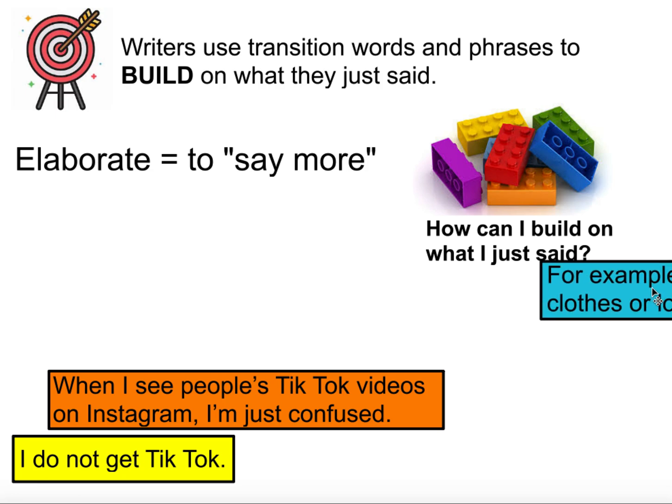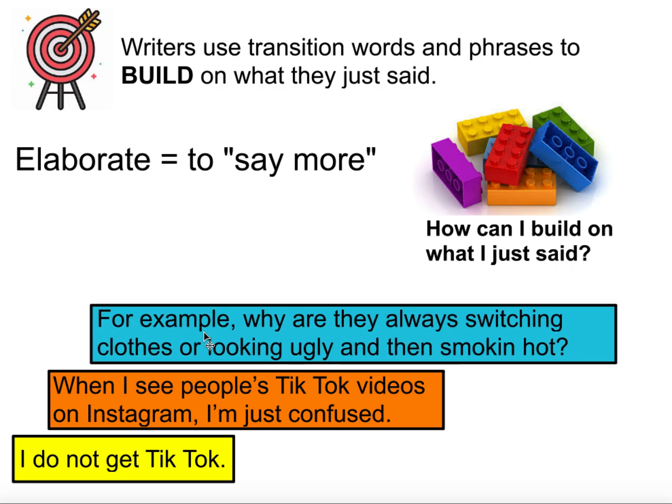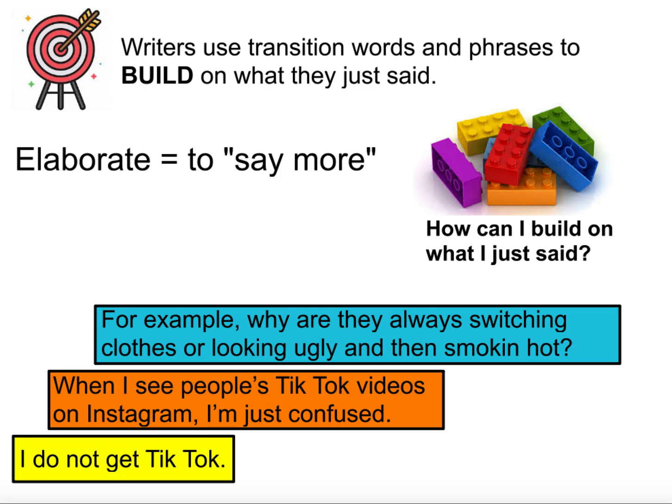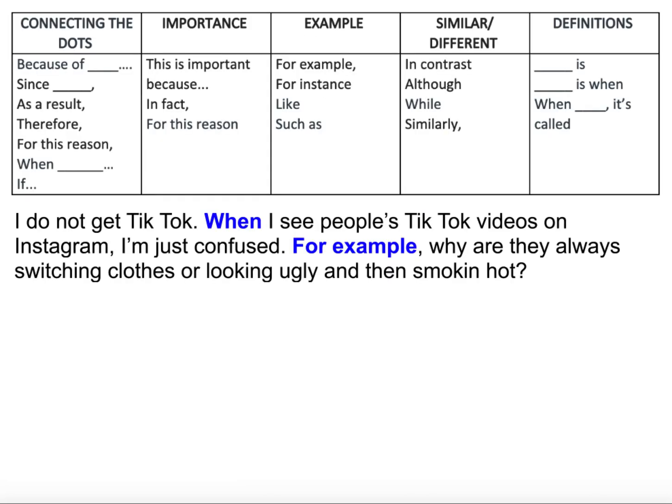So I want to continue building. So I'm going to use the transition phrase, for example. For example, why are they always switching clothes or looking ugly and then smoking hot? So each of my sentences is a new building block, and I'm working on building this idea that I don't get TikTok. So I'm going to continue working with this paragraph, and I'm going to show you all of the transition words and phrases that you can use today.